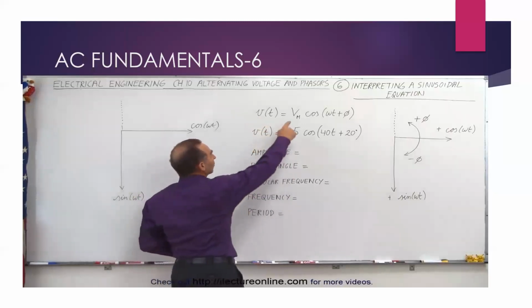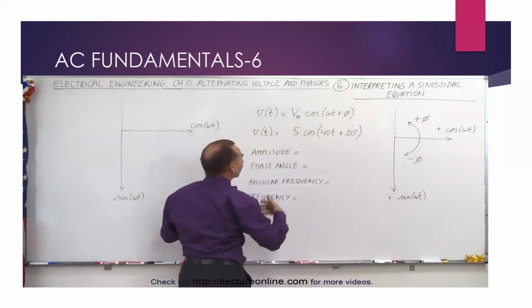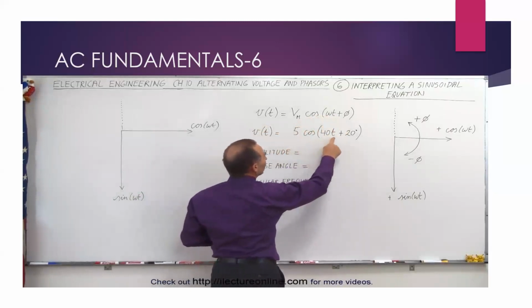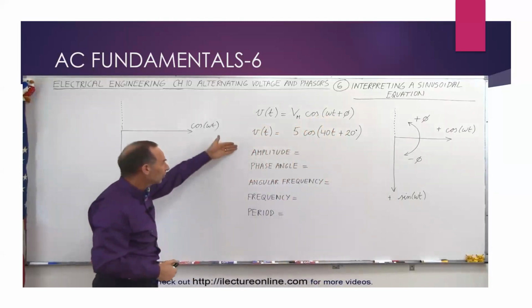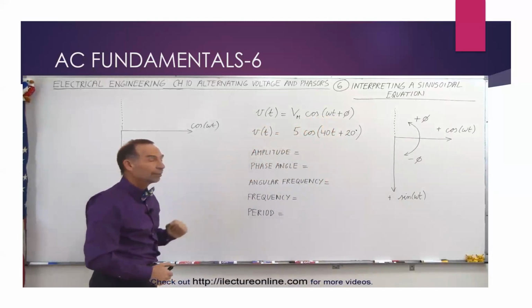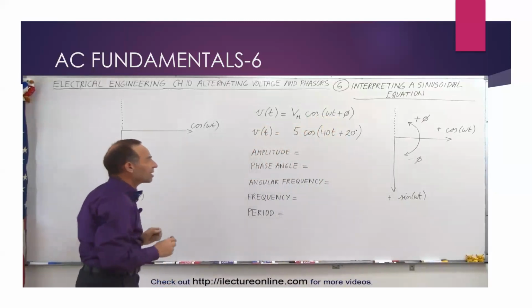is equal to the maximum voltage times the cosine of omega t plus the phase angle. In this example, we're going to let it equal 5 times the cosine of 40t plus 20 degrees. From this, you'll be able to interpret the amplitude, the phase angle, the angular frequency, the period, and you'll be able to draw that function on our graph right here.